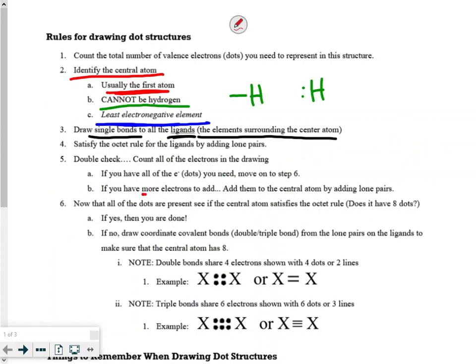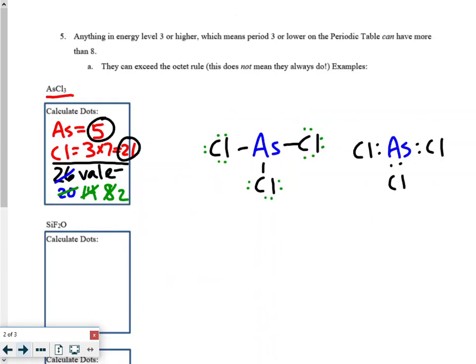If you have more electrons, add them to the central atom. So that last pair we're going to add to the arsenic. And look, arsenic needs 2 anyways. We're going to add it to arsenic. So now it's 2, 4, 6, 8 around the arsenic. Okay? Now we double check our structure, make sure everybody has 8.